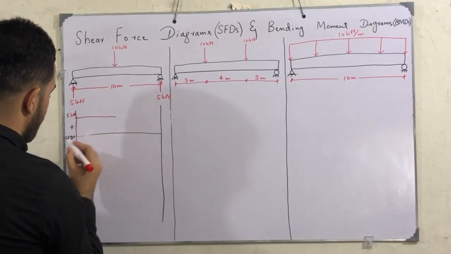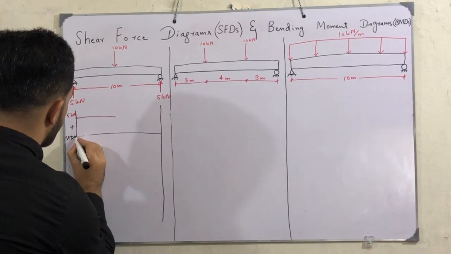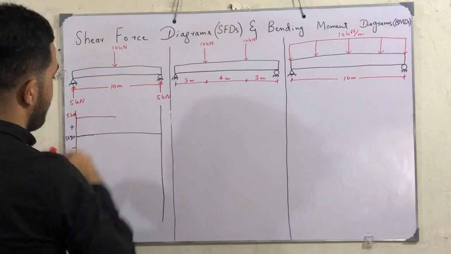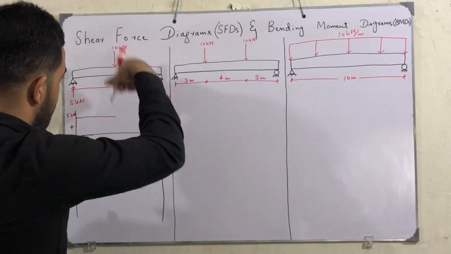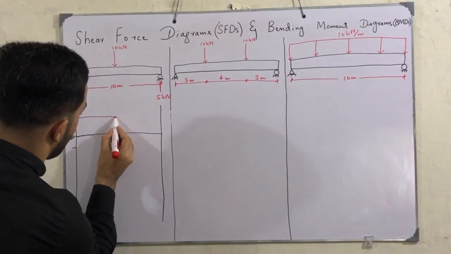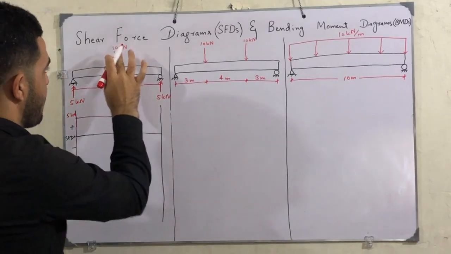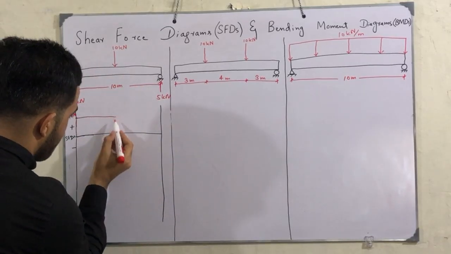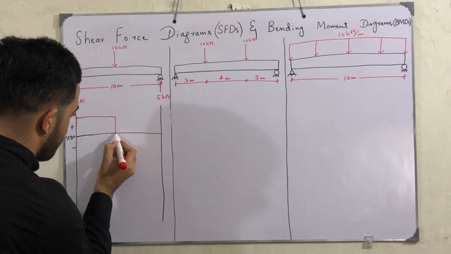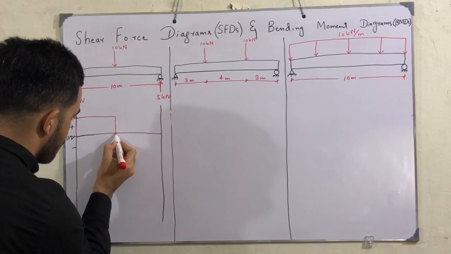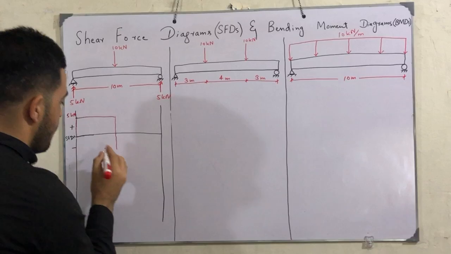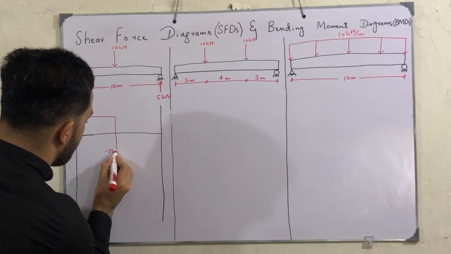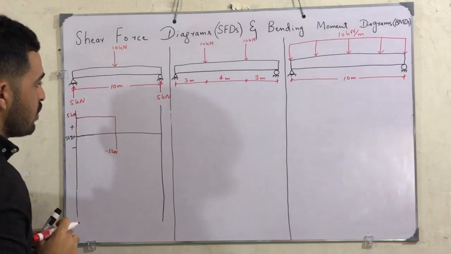Again, here we have a 10 kilonewton load. This 10 kilonewton is downward, so it is negative. From here we have to go down by 10 kilonewton. From here to here it is 5 kilonewton down to the zero line, and from zero again we need to come to minus 5 kilonewton because of this 10 kilonewton load.